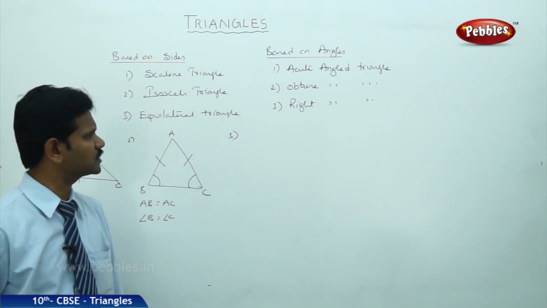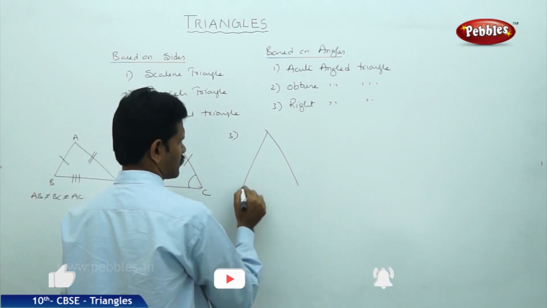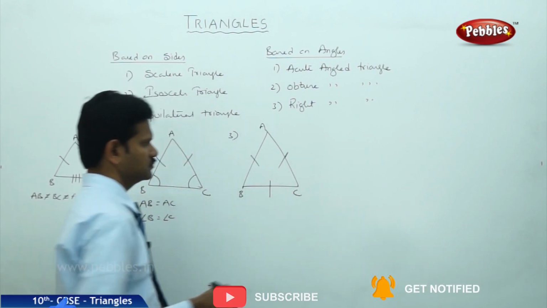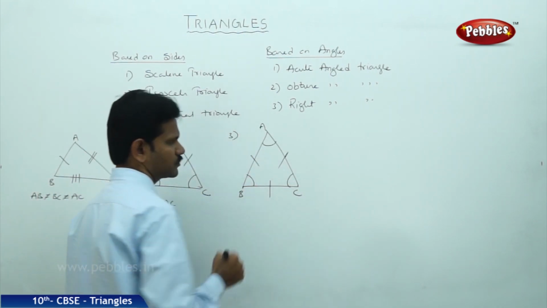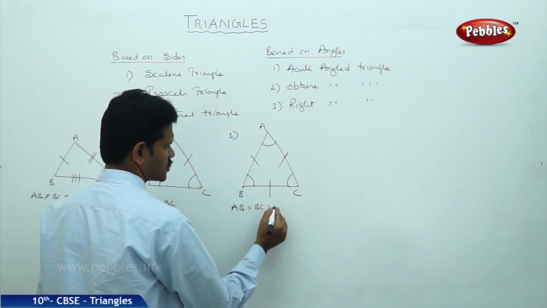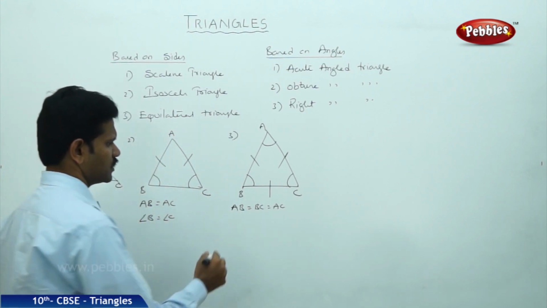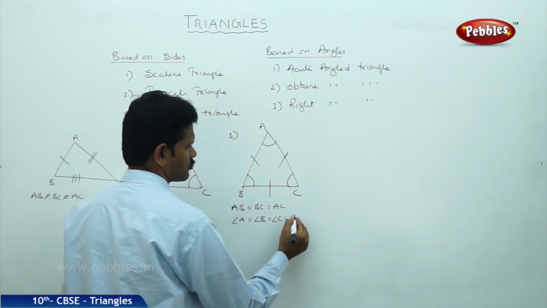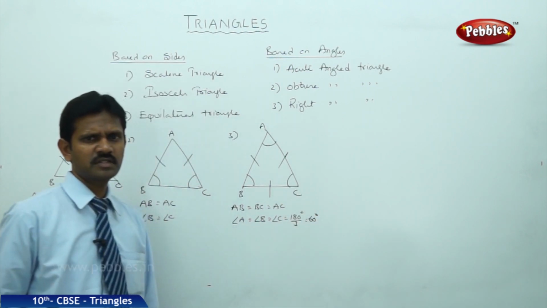Now, let us consider the third one, equilateral triangle. A triangle in which all the three sides are equal and all the three angles are also equal. That is, a triangle in which AB is equal to BC is equal to AC is called an equilateral triangle. And in an equilateral triangle, angle A is equal to angle B is equal to angle C is equal to 180 degrees by 3, that is, each one calculates to 60 degrees.